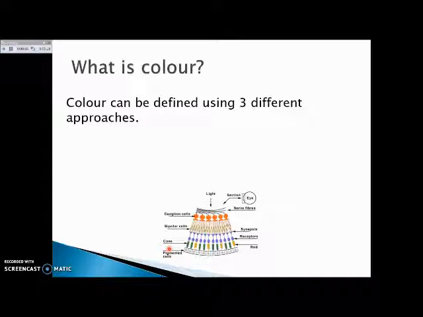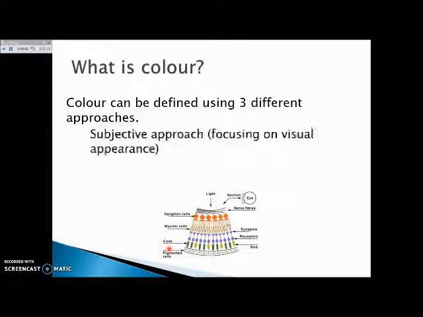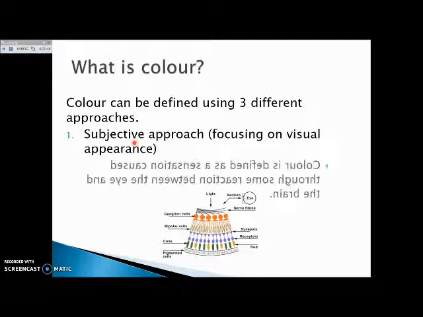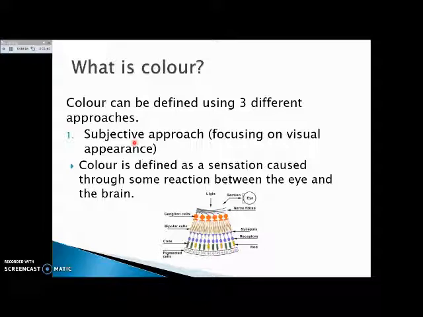You must know that you can have various definitions. But we're going to use three different approaches. One, the subjective approach. This focuses on the visual appearance of color. And here, color is defined as a sensation caused through some reaction between the eye and the brain. You have the picture there.